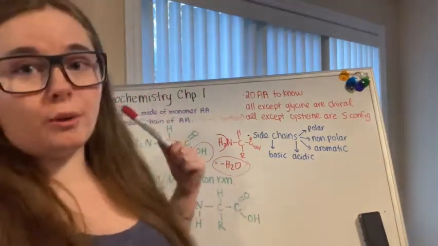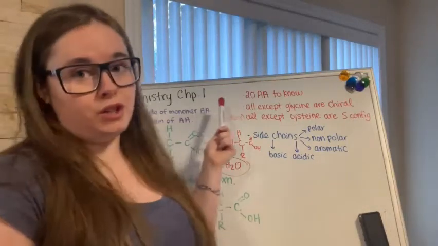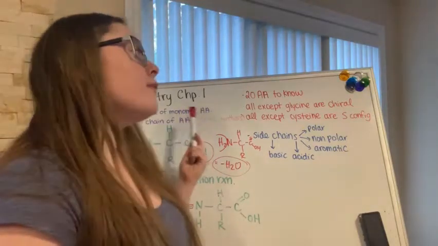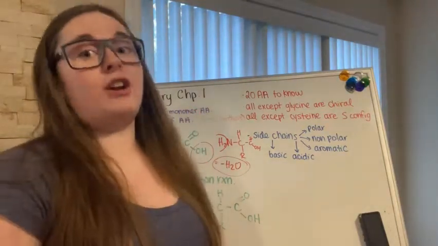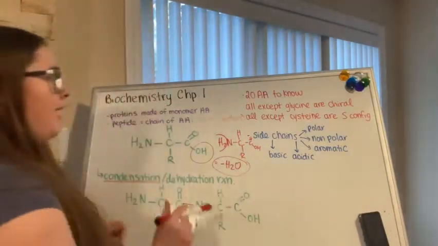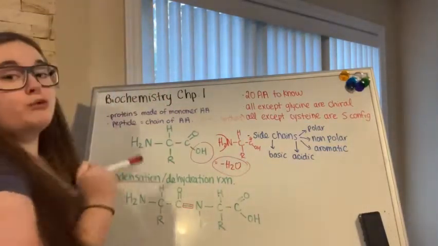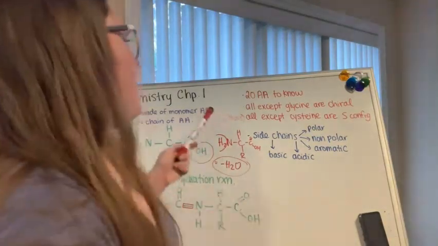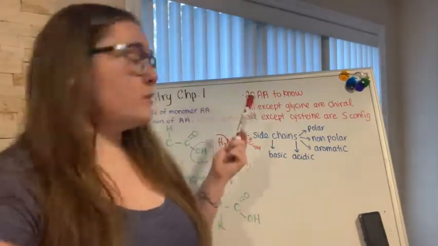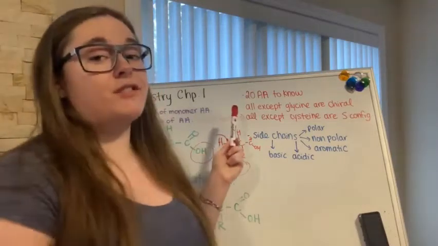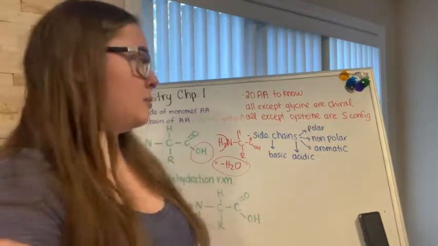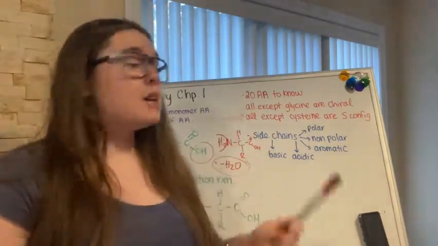Another thing to note is there are 20 amino acids that you need to know for the MCAT. And we'll get into the side chains shortly. All of those amino acids, except for glycine, are chiral. Chiral means that they have this alpha carbon that is connected to 4 different substituents. And we will see that glycine is the only amino acid that we're studying that does not have that. All of our amino acids except for cysteine are in S configuration. We will go into configuration in a later chapter as well, but it's important to note that all of the amino acids are S configuration except for cysteine.